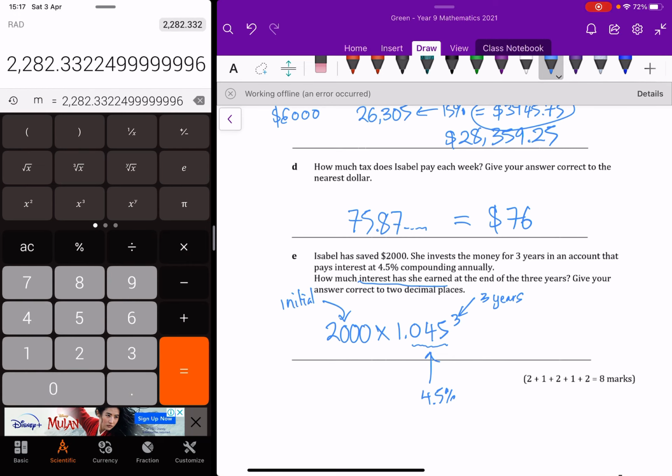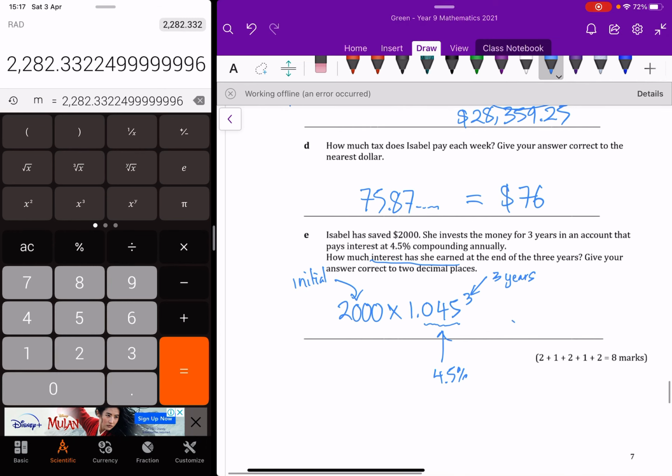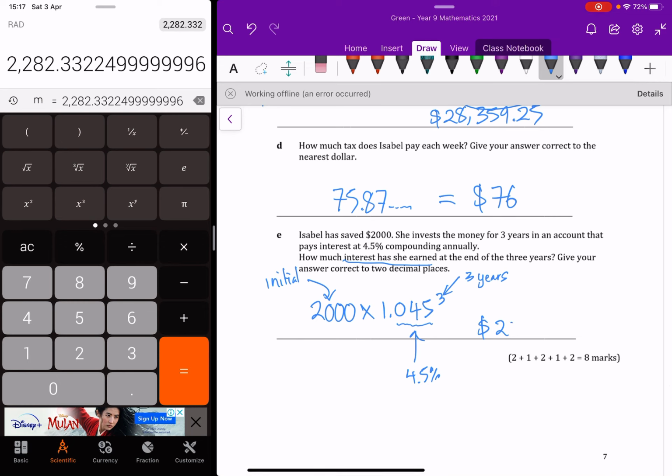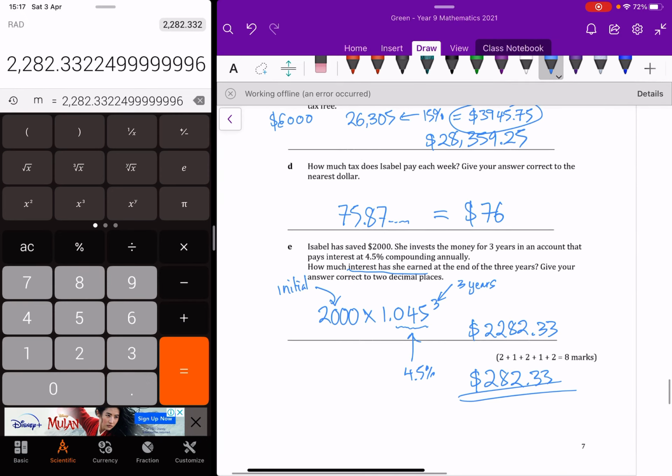So she's got 2282, which to 2 decimal places is 2282.33, which means she's earned $282.33 in interest in that time. So this needed to be your final answer, because it asked for just the interest. That was a kind of tricksy last minute move.